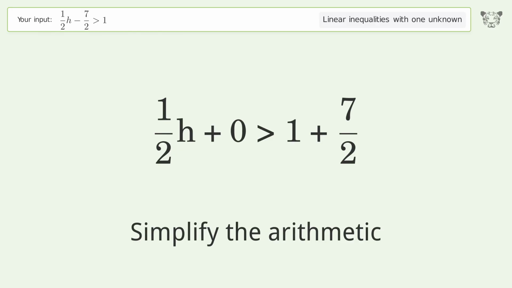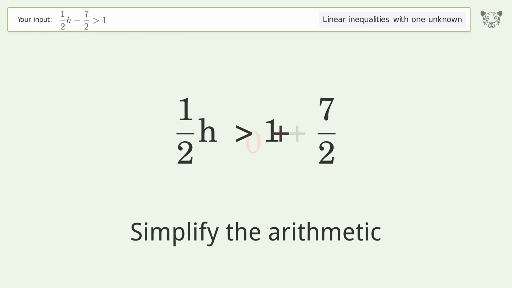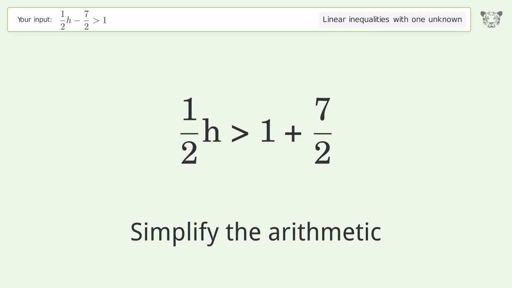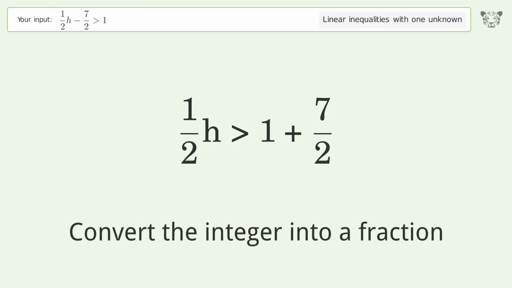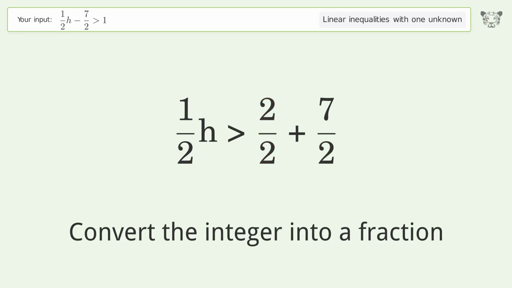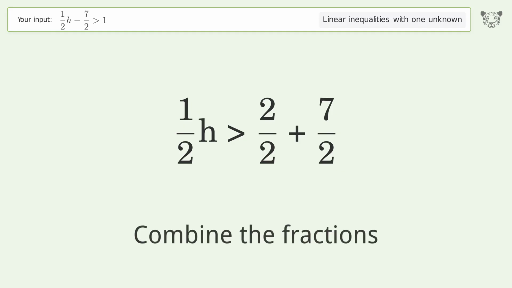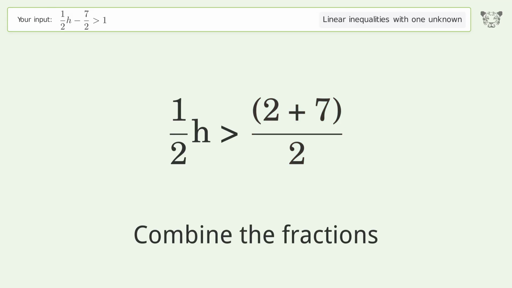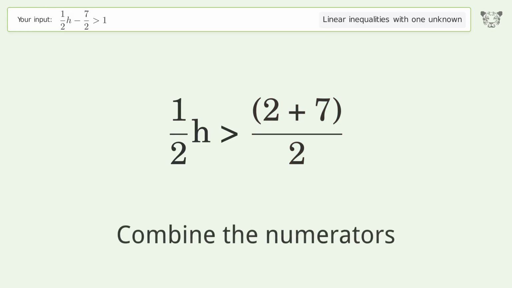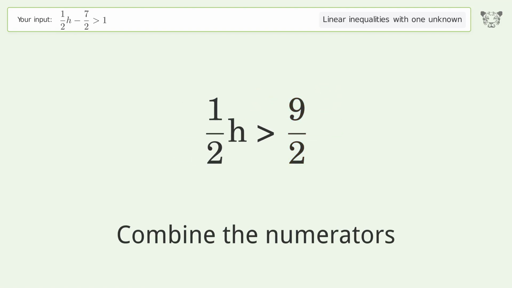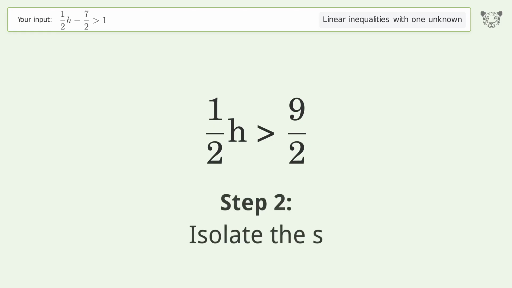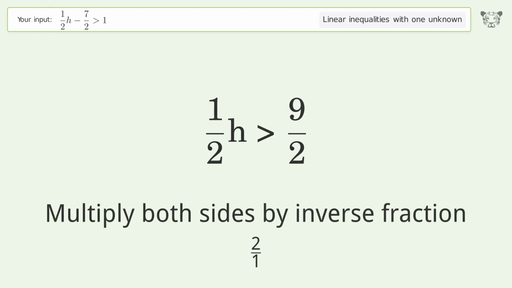Simplify the arithmetic. Convert the integer into a fraction. Combine the fractions. Combine the numerators. Isolate the s. Multiply both sides by inverse fraction 2/1.